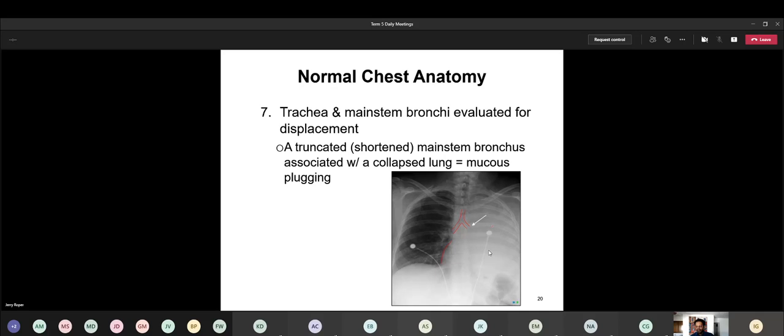Now, this is not a pneumo situation. If you have a pneumo and the lung collapses, this will be super dark. This will be extremely black to show that there's nothing but air out there in the pleural space and no lung tissue at all. But with all of this white and this truncated bronchus right here, that leads us to suspect that this has got to be severe mucus plugging. Air can't get out there anymore and the lung ends up collapsing.